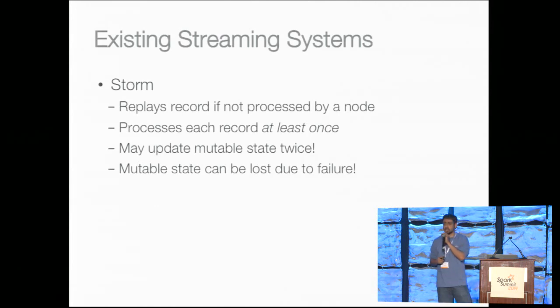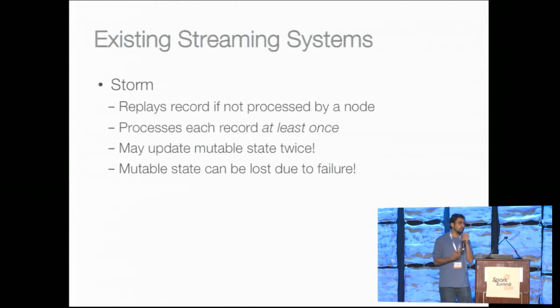Now, just to give you an example of how other systems deal with this, you might have heard of this popular system called Storm. The guarantee that Storm gives is that it will process every record at least once. So it is not exactly once. What may happen is that if you're counting your records, you might easily get double counting. And in practice, it actually happens. And again, if you are maintaining any arbitrary mutable state and your node dies, your state is gone. So real systems actually have these problems.